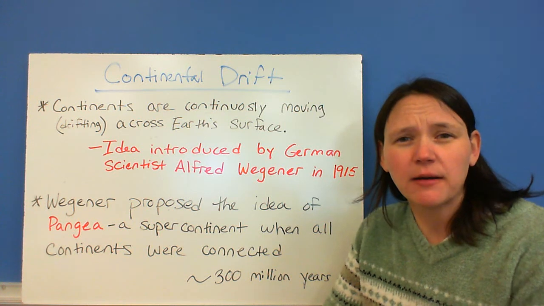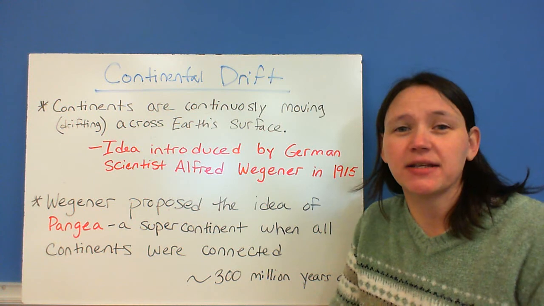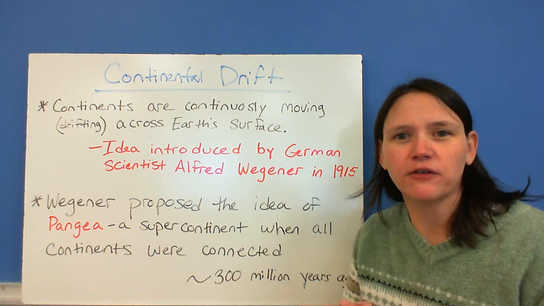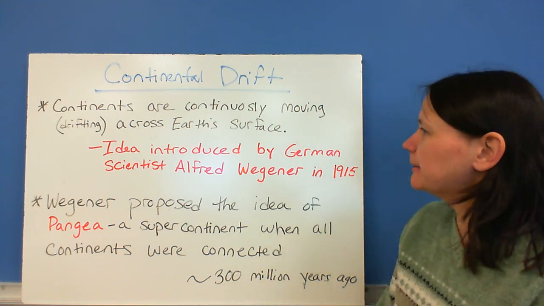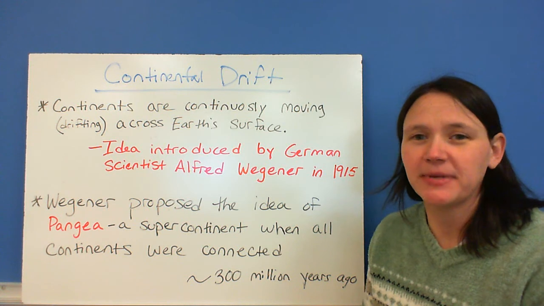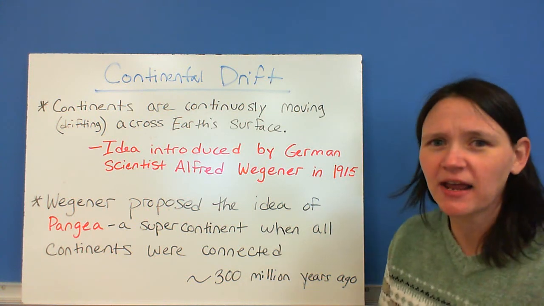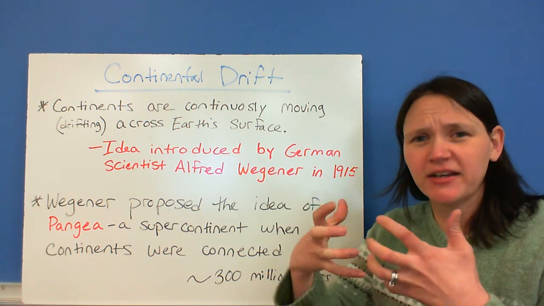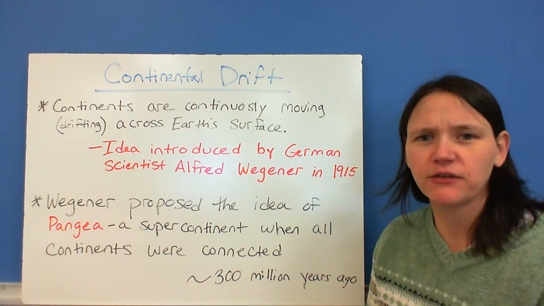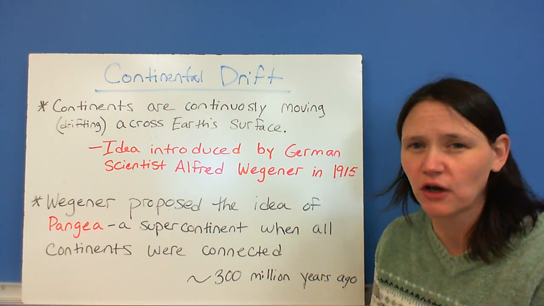Today we're going to be talking about continental drift. And continental drift is the idea that the continents and the plates that they're attached to are all moving across the surface of the Earth. And the idea was introduced by a German scientist, Alfred Wegener, in 1915. And he proposed that at one time the continents were all connected into a supercontinent called Pangaea. And he believed that this occurred, and we today believe this occurred about 300 million years ago.